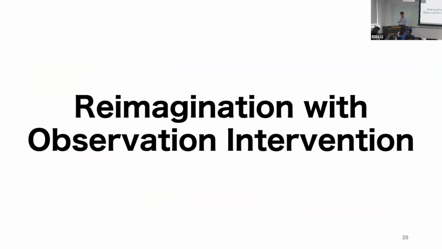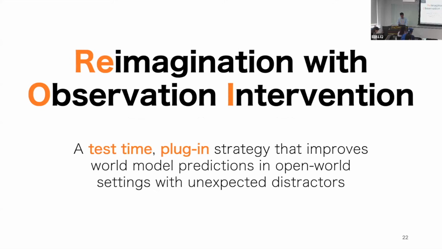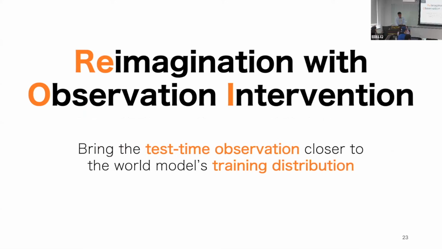To this end, we introduce Reimagination with Observation Intervention, or ReOI, which is a test time plugin strategy that improves world model predictions in open world settings with unexpected distractors. And the key idea is to bring the test time observation closer to the world model's training distribution.